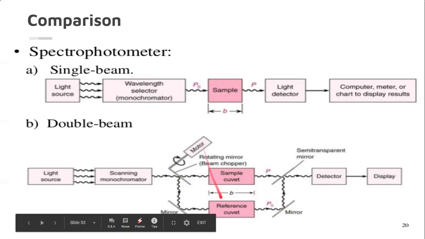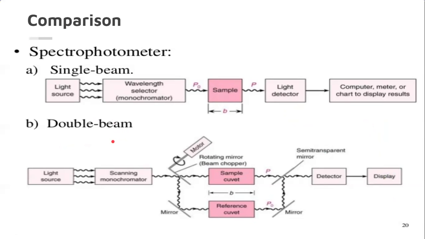So the major difference between single beam and double beam is that single beam contains only a sample cell, whereas double beam contains the reference cell as well as the sample cell, and single beam doesn't have any rotating disc as well as mirrors. Okay, the remaining are the same. So this is the light detector, this is the light detector, and this is the display. Okay, so that is the difference, and double beam is more sensitive.